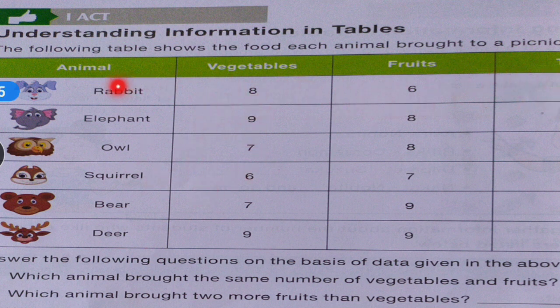Okay. Here the rabbit brought 8 vegetables and 6 fruits. Here they are already represented in tabular form. Okay, it is easy for us to understand who has brought how many vegetables, and they have given the totals also.